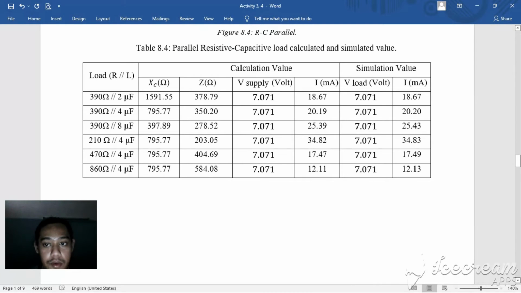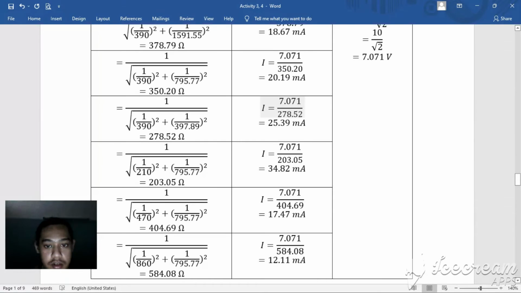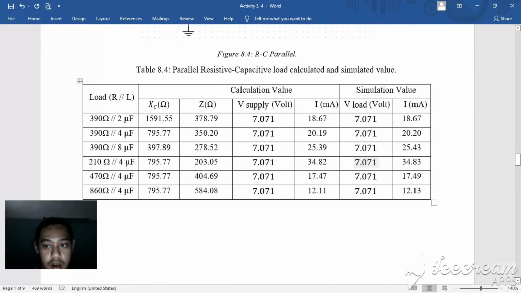And we have to compare the simulation value from the Multisim to the calculation value that I have done here. We got that the value of voltage and current is pretty similar for all the values. Thank you. That's all for activities 3 and 4.